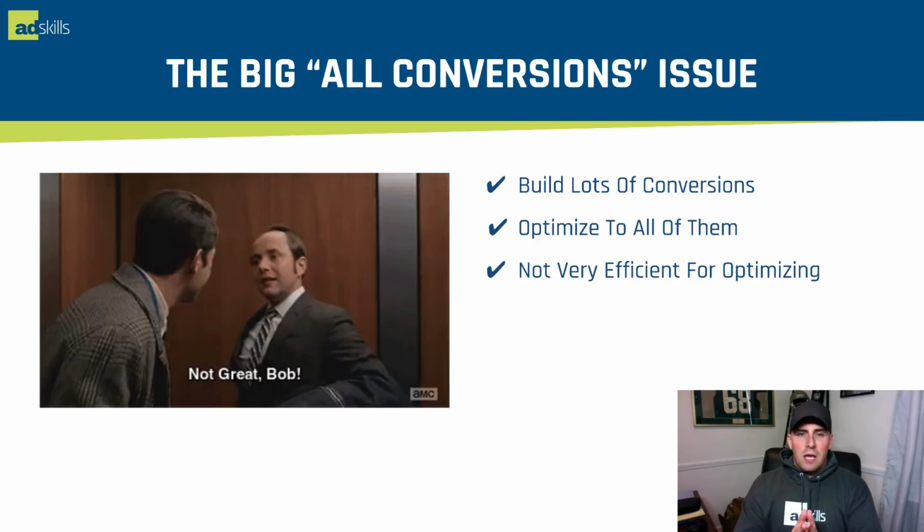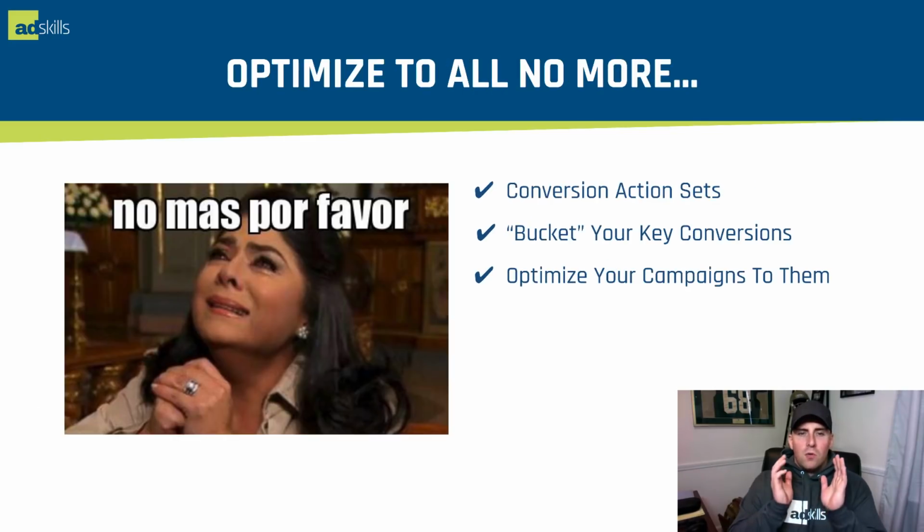And so this is where Google came up with these conversion action sets that are finally the answer to our problems. So we're optimizing for all, no more. Really what these are allowing us to do, we're having the ability now to go in and optimize our campaigns for either one specific conversion, or let's say you've got multiple different conversions in a particular area.